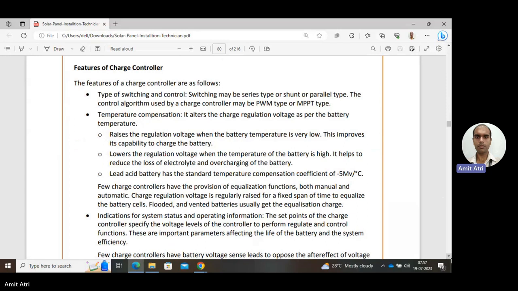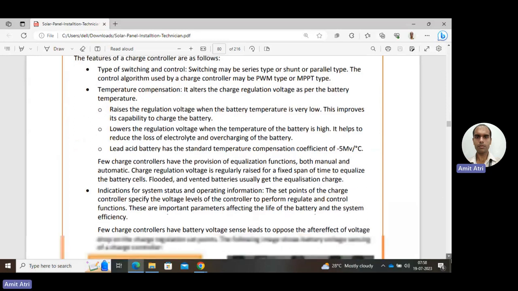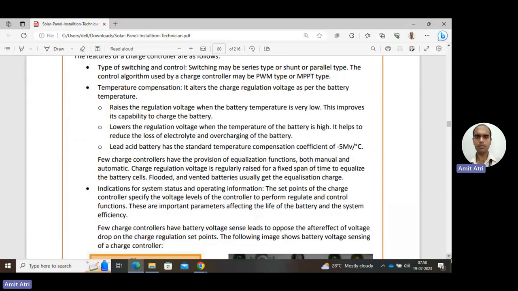Temperature compensation alters the charge regulation voltage as per the battery temperature. It raises the regulation voltage when battery temperature is very low. This improves its capability to charge the battery. On the other hand, it lowers the voltage regulation when the temperature of the battery is high. It helps to reduce the loss of electrolyte, because at high temperature the battery loses electrolyte and gets overcharged. So in that case, it will reduce the regulation voltage. The lead acid battery has a standard temperature compensation coefficient of -5 millivolt per degree Celsius.